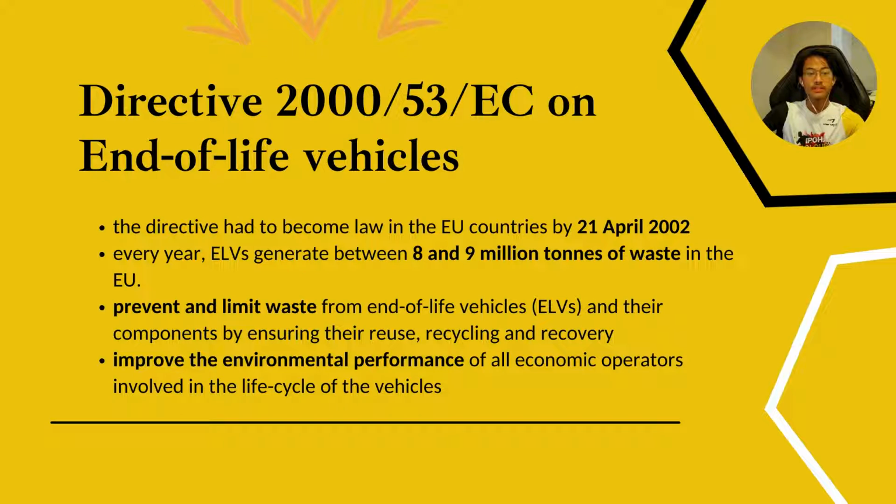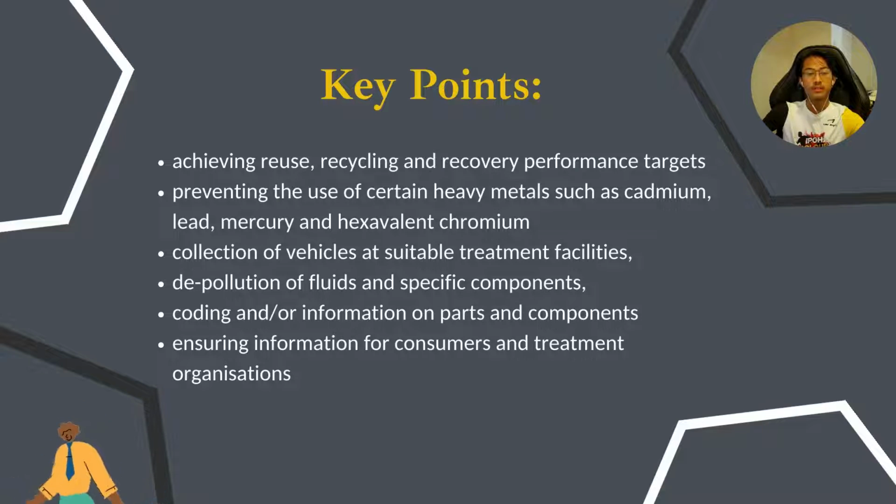Every year, ELVs generate between 8 and 9 million tons of waste in Europe. To prevent this waste, the directive aims to prevent and limit waste from end-of-life vehicles and their components by ensuring their reuse, recycling, and recovery. The second aim is to improve the environmental performance of all economic operators involved in the life cycle of vehicles. Next, the key points of the directive are achieving reuse, recycling, and recovery performance targets, where vehicle and equipment manufacturers must ensure that new vehicles are reusable and recyclable to a minimum weight of 85%.